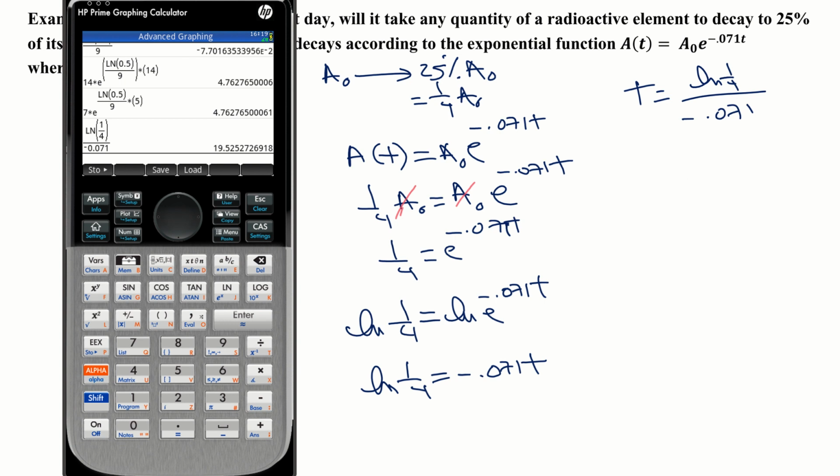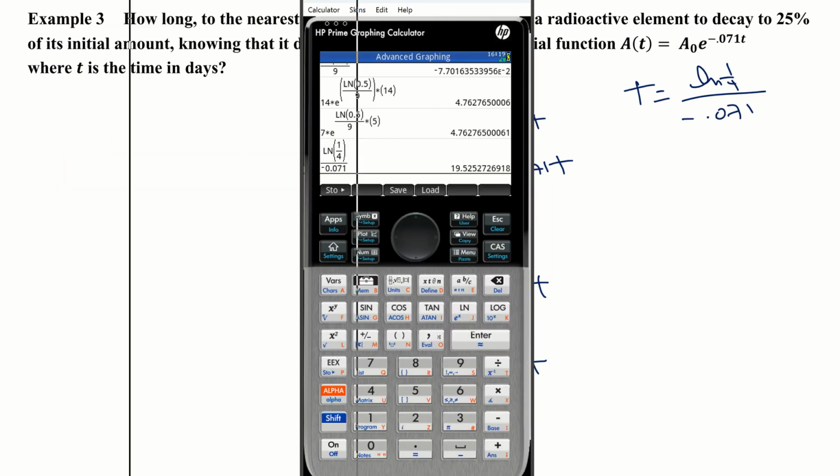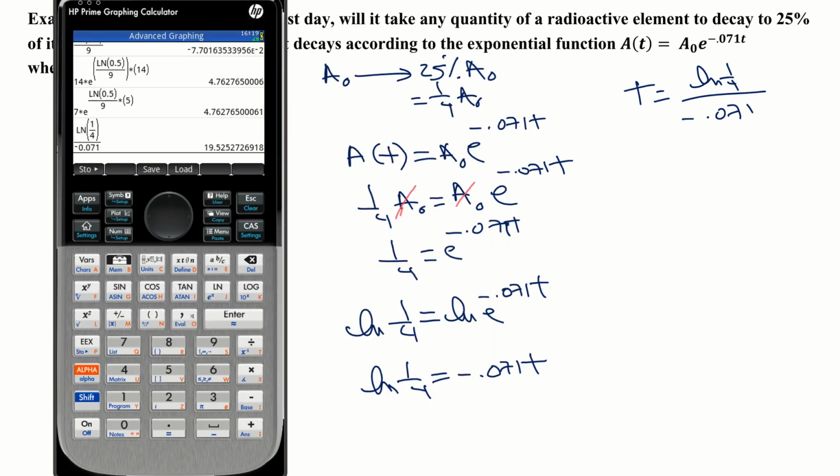All right, so if we were to round this to the nearest, let's say what we were given, days, right? Okay, so to the nearest day, it would be approximately 20 days. So it'll take this substance about 20 days to go from a given amount to a quarter of that given amount, right?